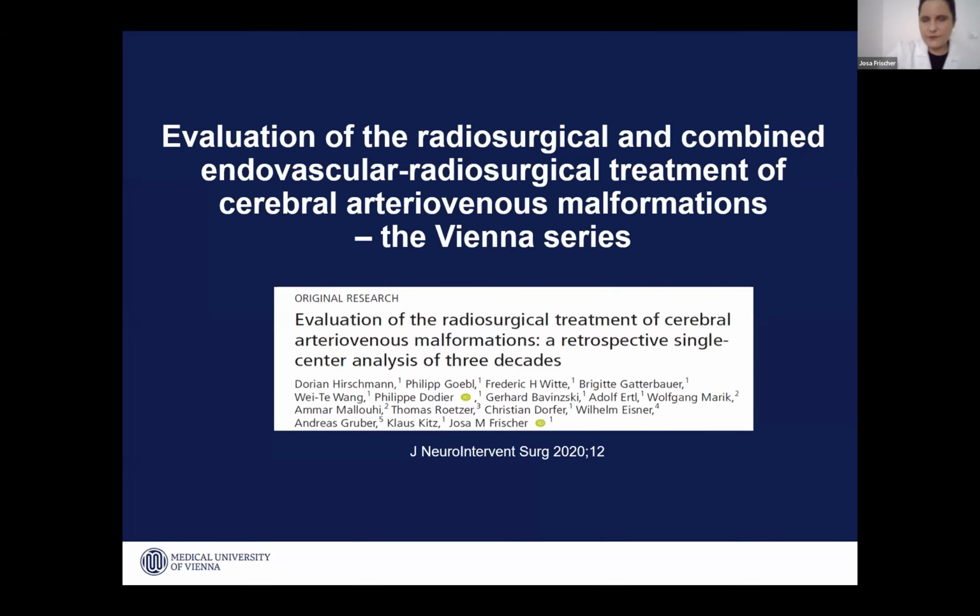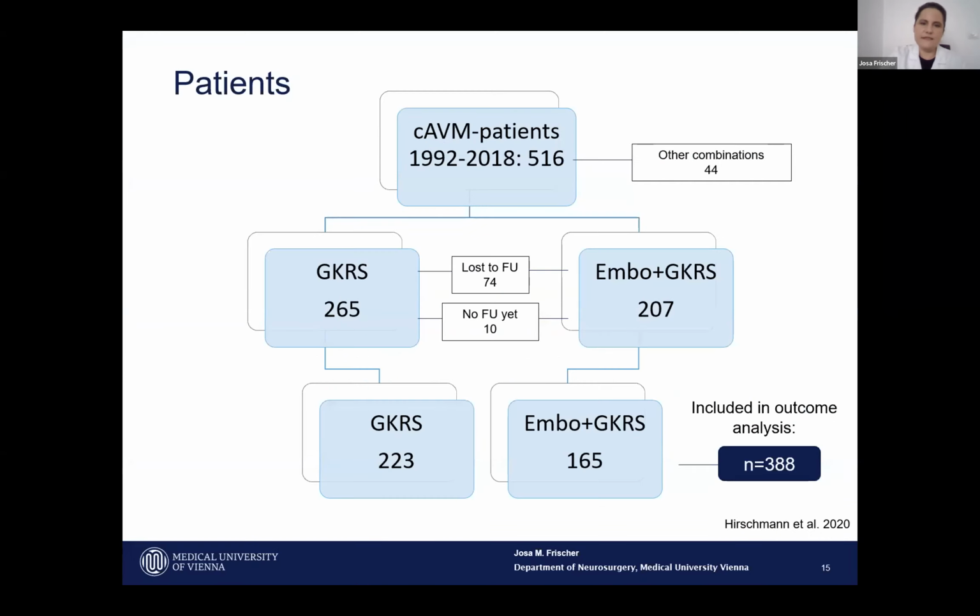Well, what I would like to show you now is that obviously we have also evaluated our own data. We have been doing radiosurgical treatment on AVMs since 1992 in our department. So we evaluated the Vienna series, all the patients that were referred to us and treated at our department between 1992 and 2018. This is part of the PhD work of my PhD student, Dorian Hirschmann. And to make a long story short, in the end, we could include 388 cases with a good, long enough outcome into our outcome analysis.